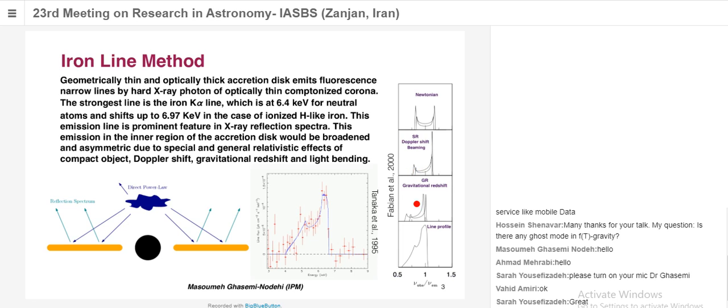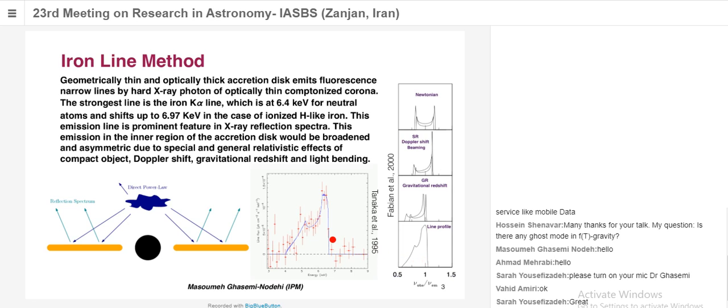If we add the general relativistic effect, the whole line would be shifted to the redder part and made redder. All these profiles together give us a line profile that is asymmetric and broadened.